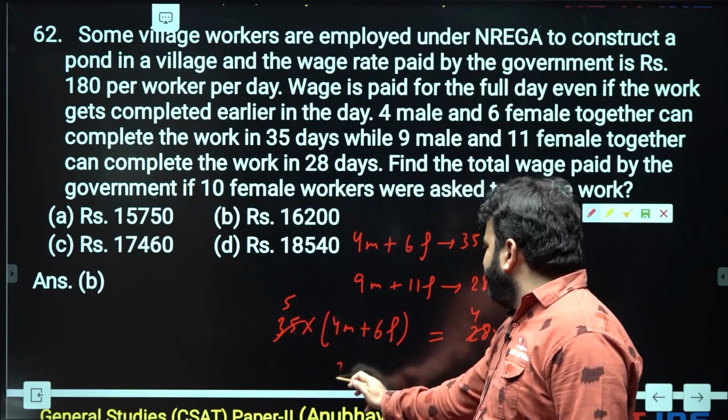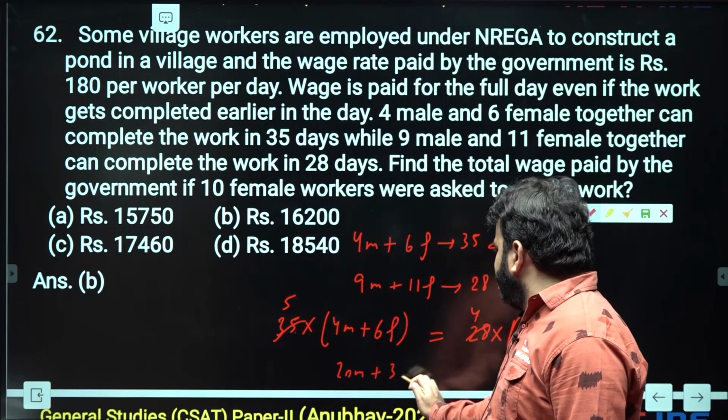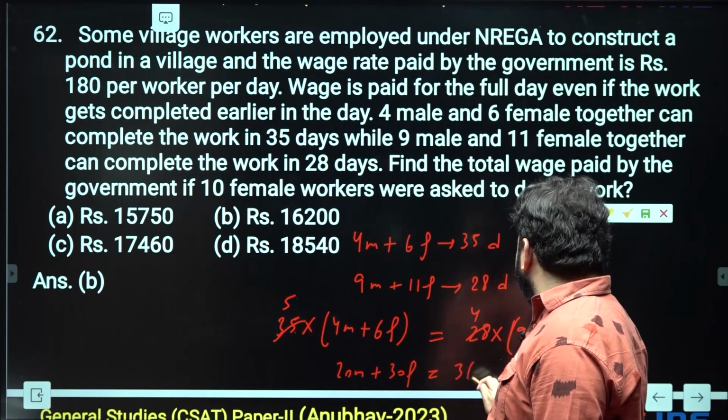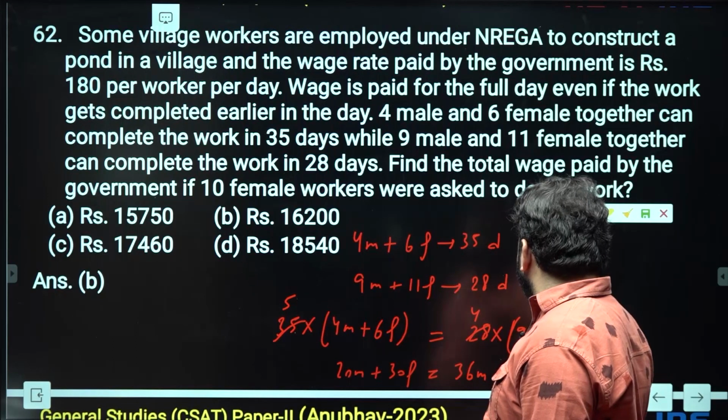So just 20 male plus 30 female equals 36 male plus 44 female.